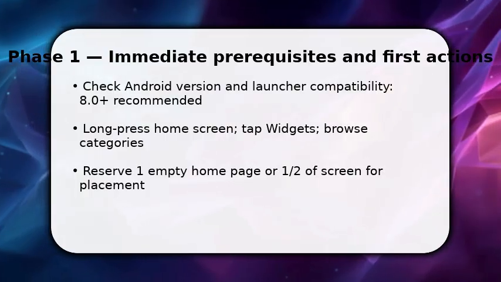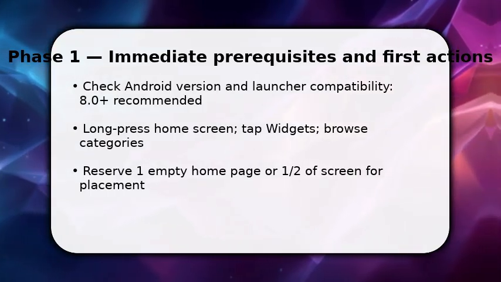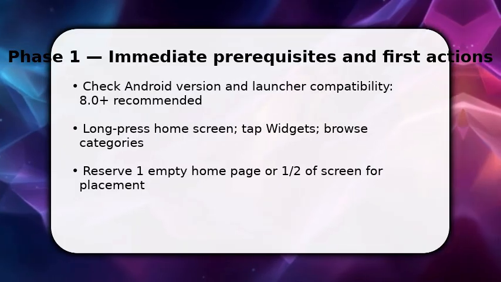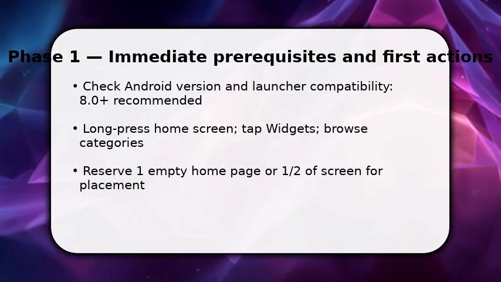You start by confirming compatibility and freeing space. Long press the home screen to open the Widgets panel. This is faster than digging through settings. Once done, browse by app or category to find the widget you need.